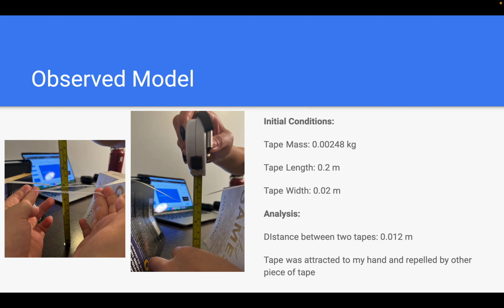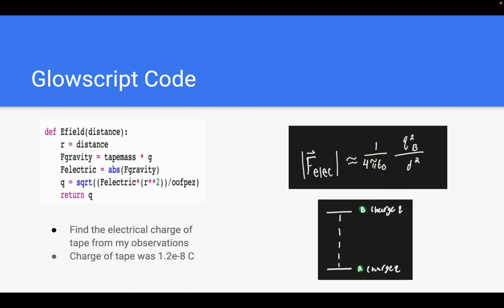So the original tape mass, or the tape mass, was 0.00248 kilograms, the tape length was 0.2 meters, and the tape width was 0.02 meters. And the distance between the two tapes ended up being 0.012 meters. Besides this, after this was done, the tape was also attracted to my hand. Was attracted to my hand because I'm guessing my hand had negative charge to it, and it was repelled by the piece of tape since it had positive.